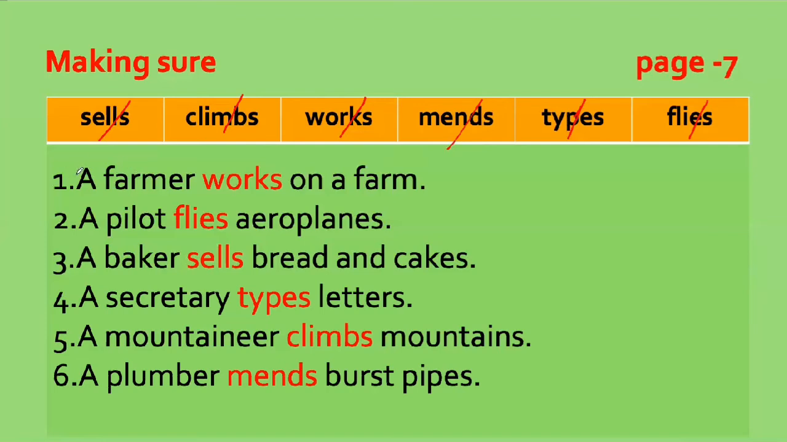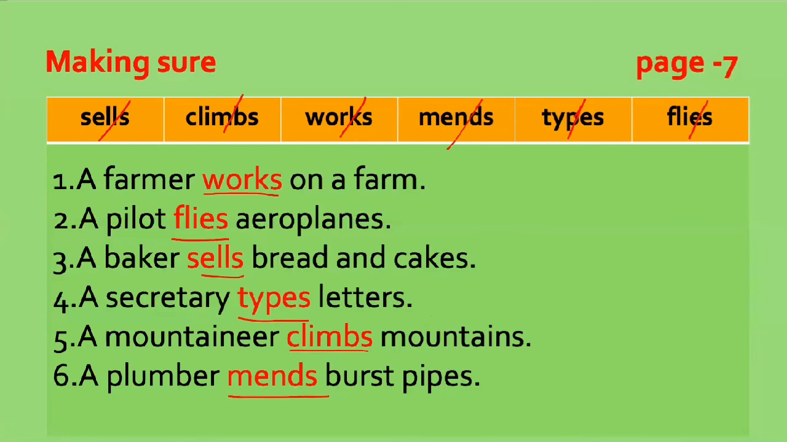Let's just read it once again. A farmer works on a farm. Here the verb is works. A pilot flies airplanes. A baker sells bread and cakes. A secretary types letters. A mountaineer climbs mountains. A plumber mends burst pipes. I hope you all have understood it.